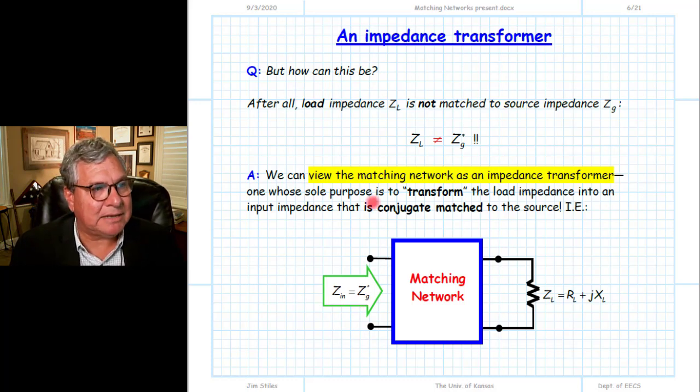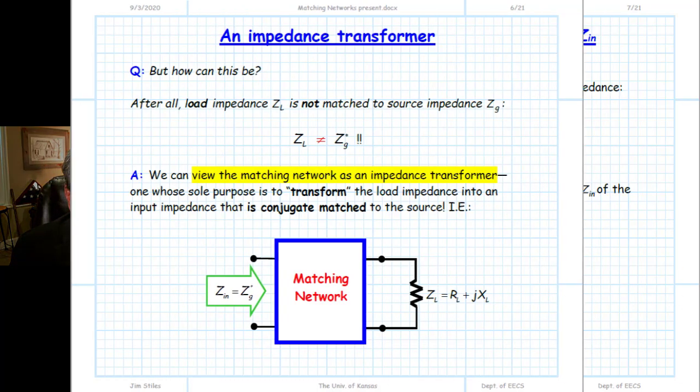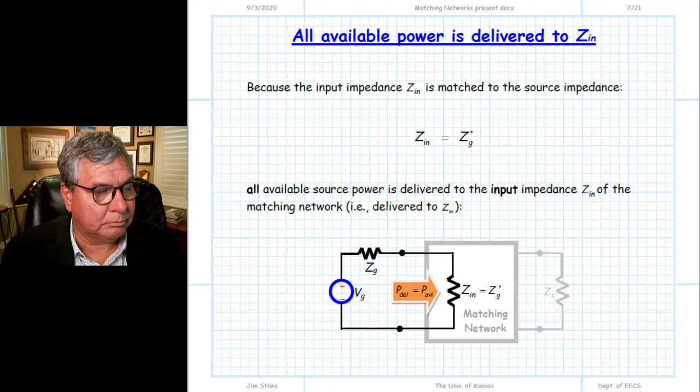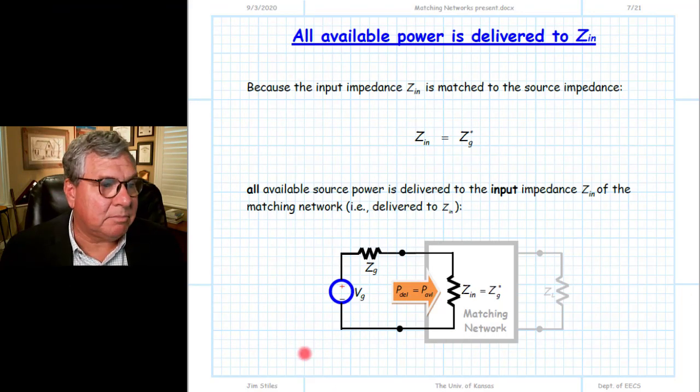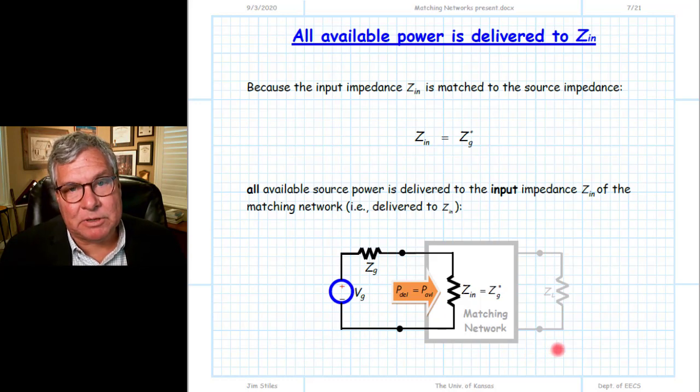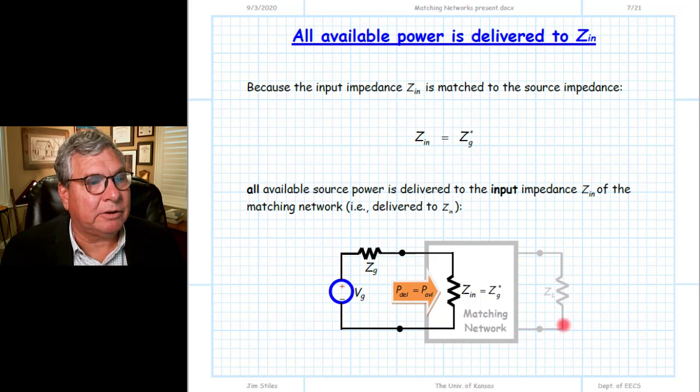Once we've done that, we have established a conjugate match at the input port of our matching network, and we will extract energy from our source at a rate equal to its available power. Here then is essentially the schematic that represents this transformation. We start with the load ZL that is not equal to the complex conjugate of our source ZG, but we put in a two-port network that transforms that impedance ZL into an input impedance now, which is numerically equal to the complex conjugate then of this source.